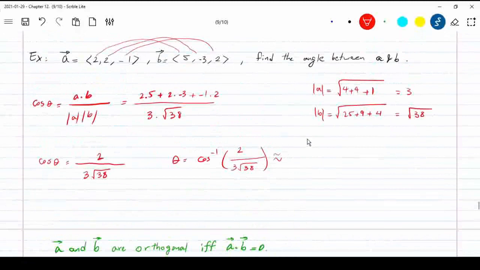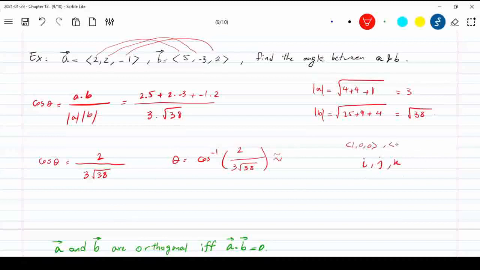Okay, so this is how you find the angle between two vectors. So for example, one thing to notice is that if you have vectors i, j, and k, what you know about these three vectors is that they are orthogonal to each other. Vector i is simply 1, 0, 0. k is 0, 0, 1. So if you do the dot product of i and k, what you get is 1 times 0 plus 0 times 0 plus 0 times 1.